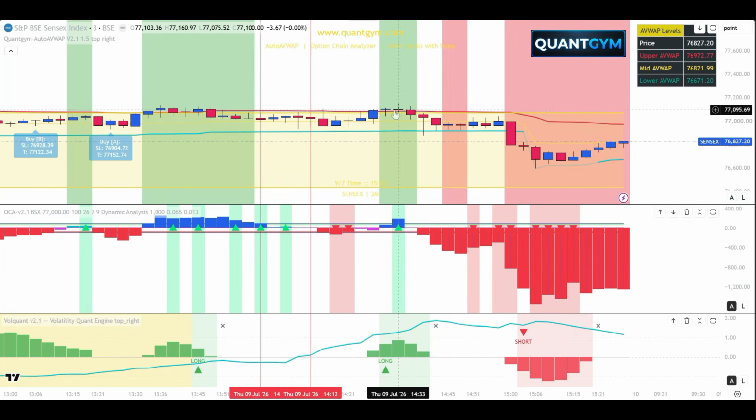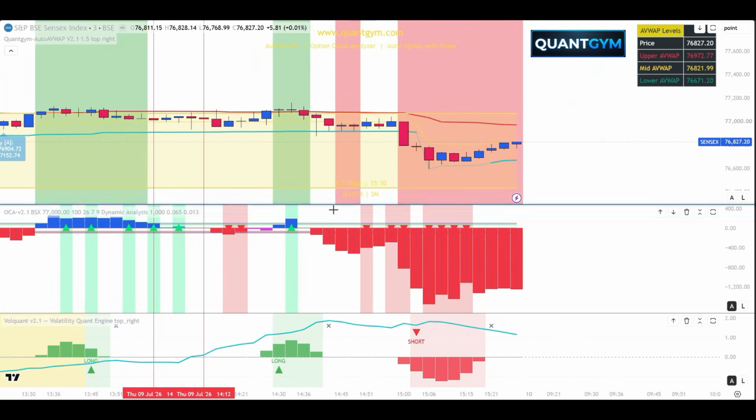So as we go along, this particular bar, we closed above the upper AVWAP. Gamma burst gave an upside. Volquant gave a buy. So you would have gone long out there and got stopped out somewhere around here. This was a loss trade, correct?